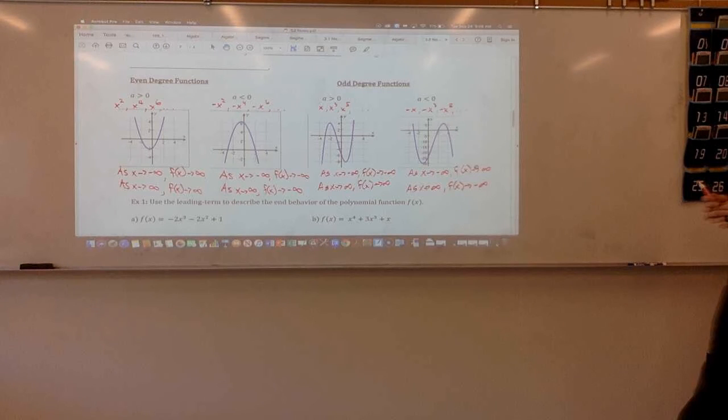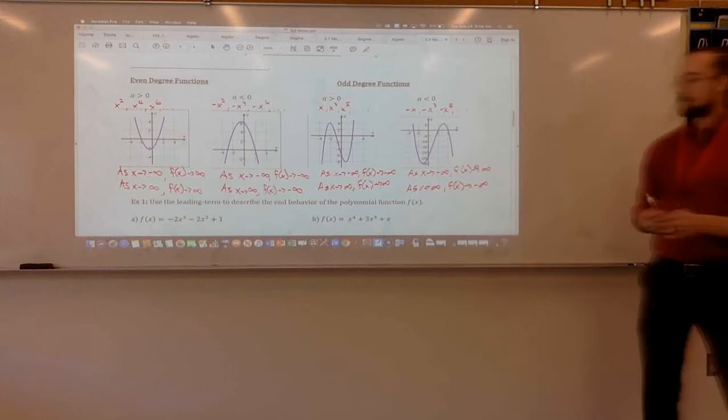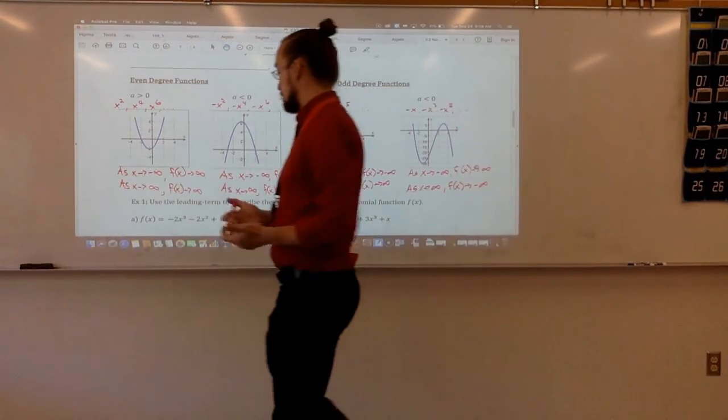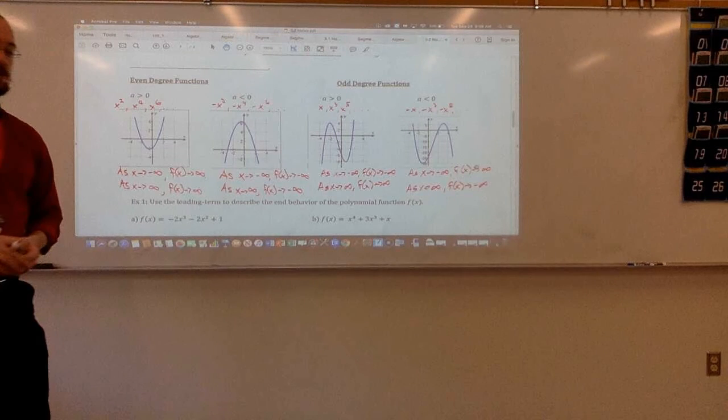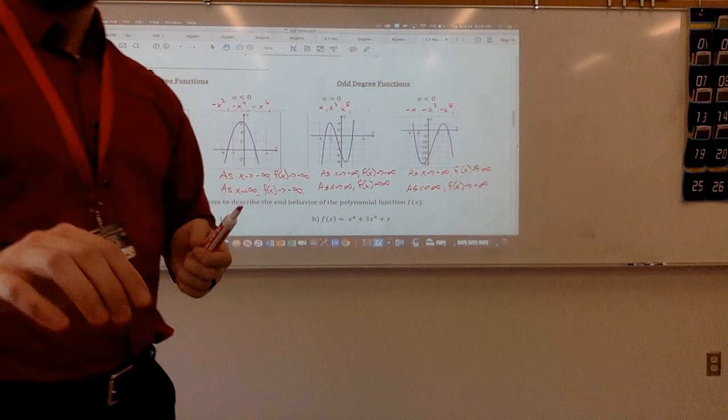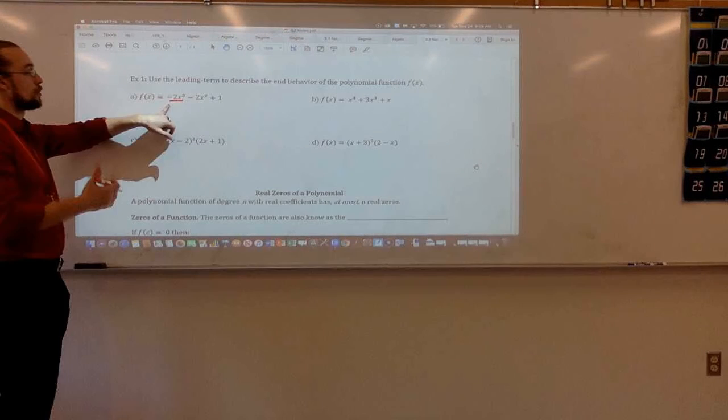Okay. Question? All right, so let's try a couple then. Okay, let's jump down here to example 1. Negative 2x to the third, right? That whole thing is my leading term. So what I'm looking at to determine end behavior are the degree and the sign. So this is a third degree. That means it's odd, or an odd degree, right?